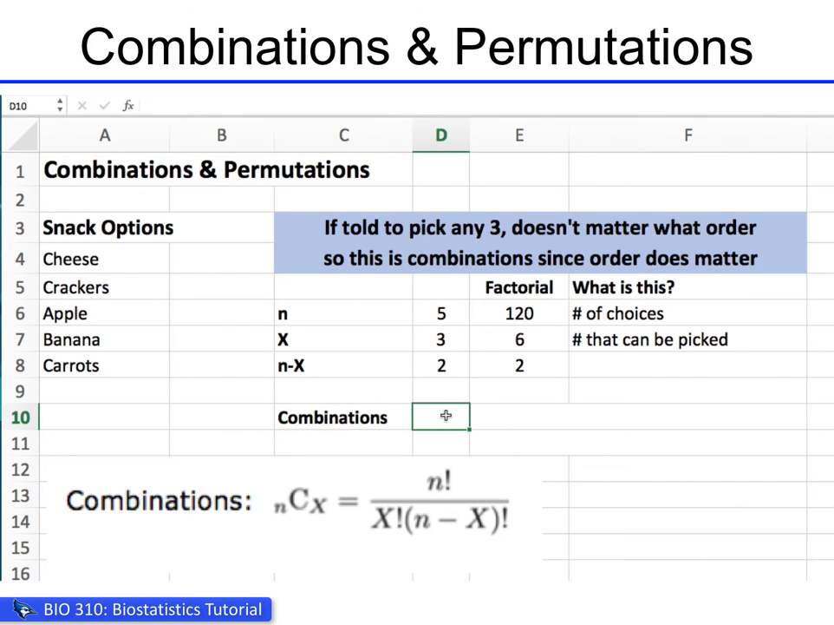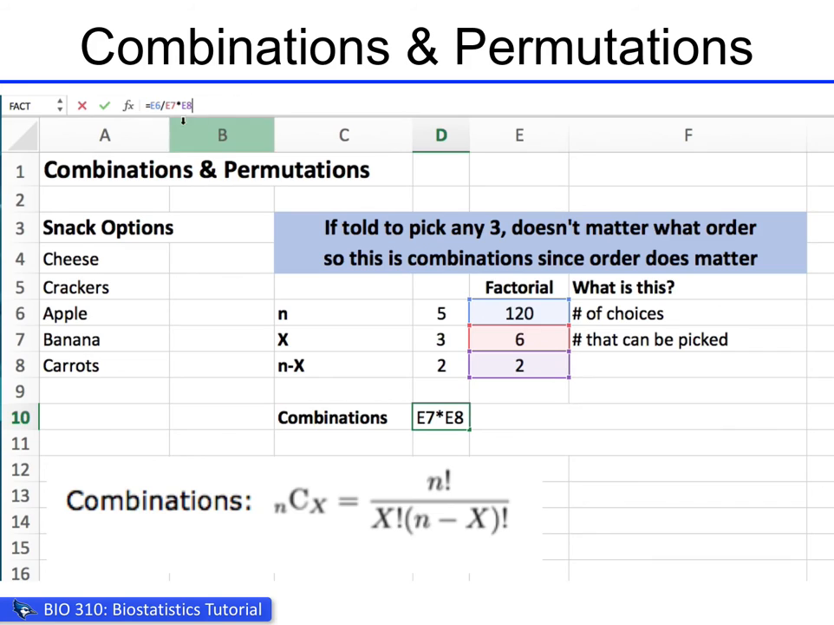And so then our combinations, if we want to see how many different combinations we have here, okay, looking at the equation down here, the number of combinations is going to equal n factorial divided by x factorial times n minus x factorial. Okay? And you see 40, I actually entered that formula wrong. Okay? And I did that on purpose to remind you about the importance of parentheses here.